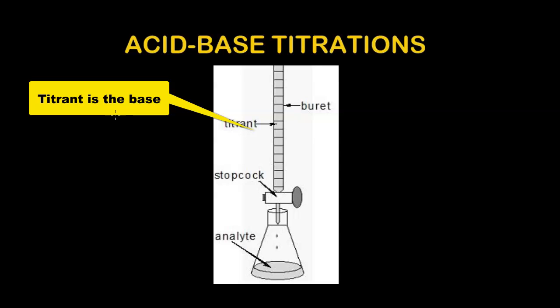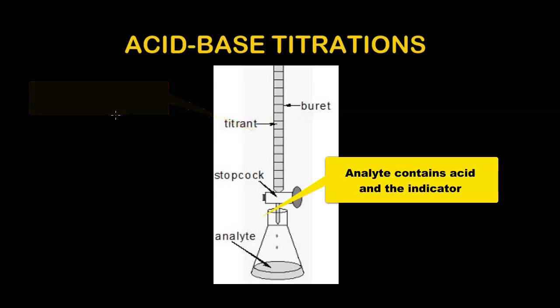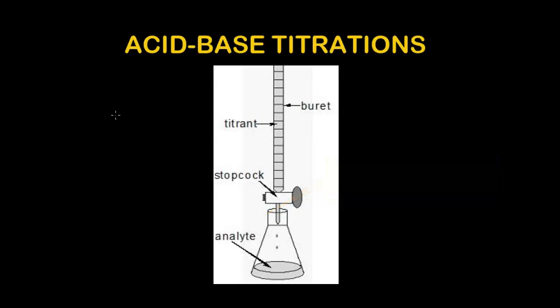The reaction continues until the reaction is complete. So basically in the burette we put a base, and in the titration flask we put an acid. When the base enters the acid, it is going to neutralize the acid. Into the acid is also added an indicator. That indicator is going to change color when the acid and base neutralize.